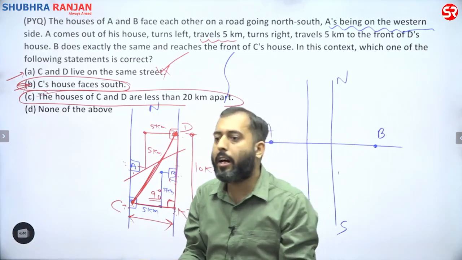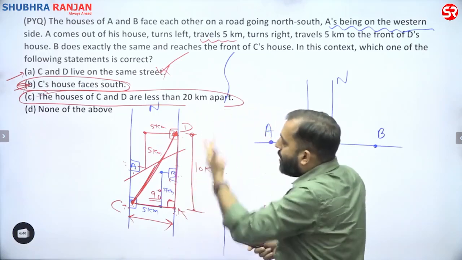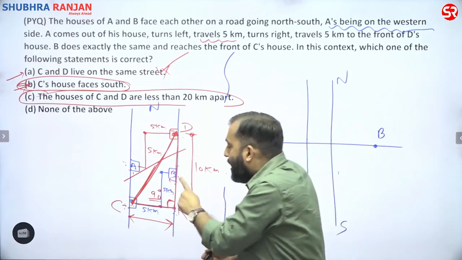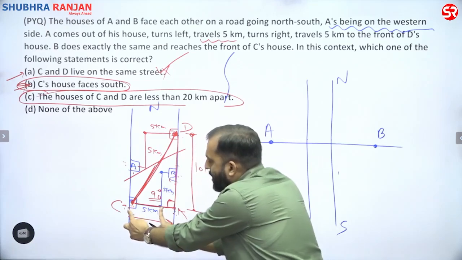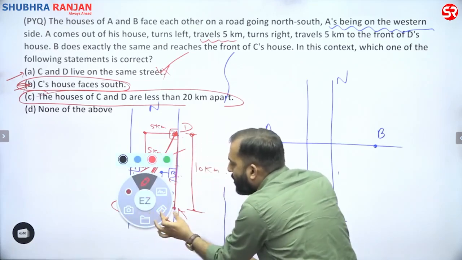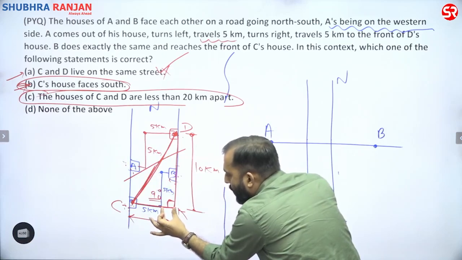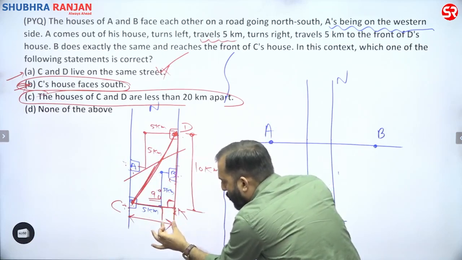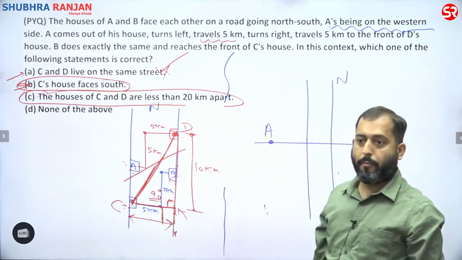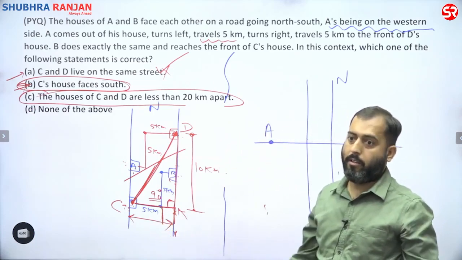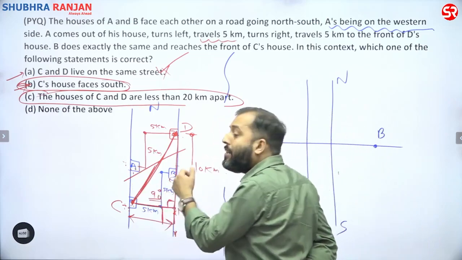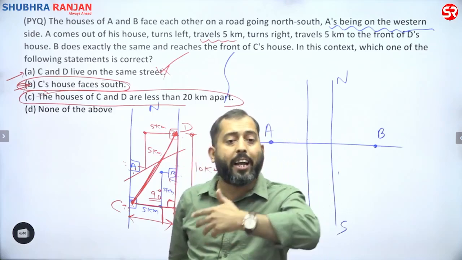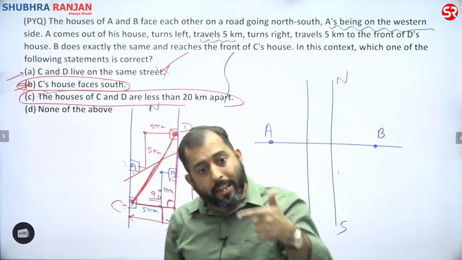Guys, getting it now? Since I am sure that this small distance is 5 kilometers, but what about this smaller part? We don't have any information about it. So until I know the exact distance between A and B, I cannot find out the exact distance between C and D.